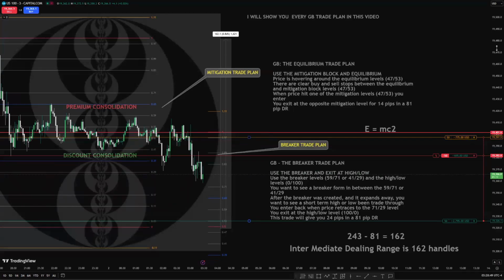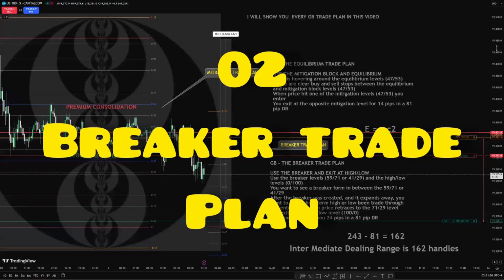And the other one is the breaker trade plan. In this plan, we are working with a PO3 dealing range. Assume that the PO3 dealing range is 81. In this plan, we focus on two key zones, which are the breaker levels, either 59 71 or 41 29, and the high or low levels, that is 100 and 0. Here's how the setup works.